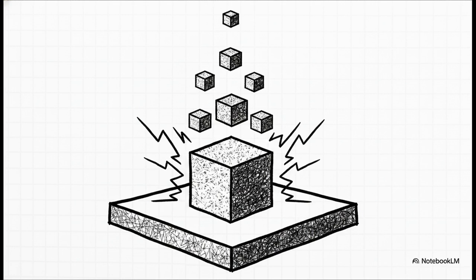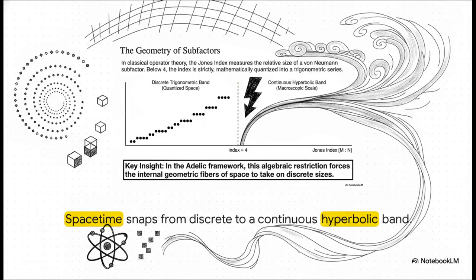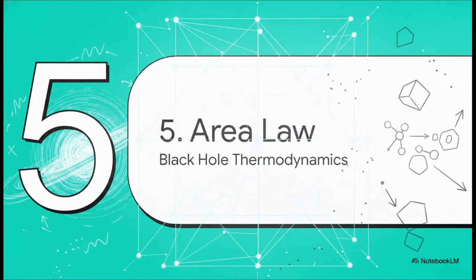Because the discrete Jones index has an absolute minimum floor of 1, physical volume can literally never vanish to absolute 0. This graph of the geometry of subfactors maps this out so perfectly. Take a look at the boundary at index 4. Below 4, the index is strictly mathematically quantized into a trigonometric series, those discrete points. But above 4, it transitions into a continuous hyperbolic band. The universe mathematically forbids intermediate spatial dimensions below the index of 4, forcing a discrete, quantized spatial fabric at the absolute deepest foundational levels.